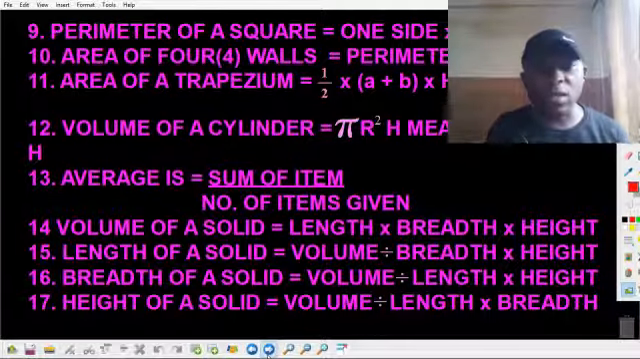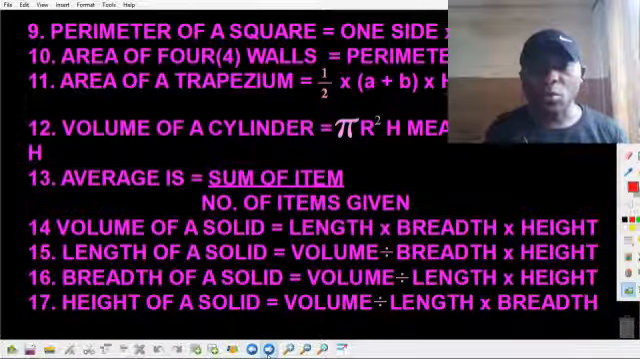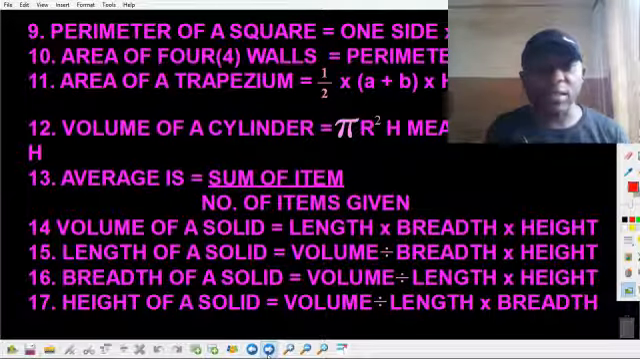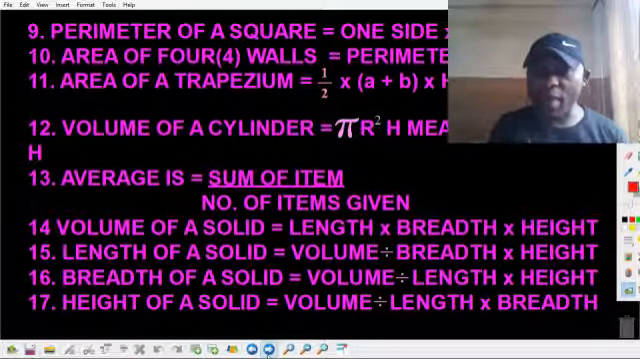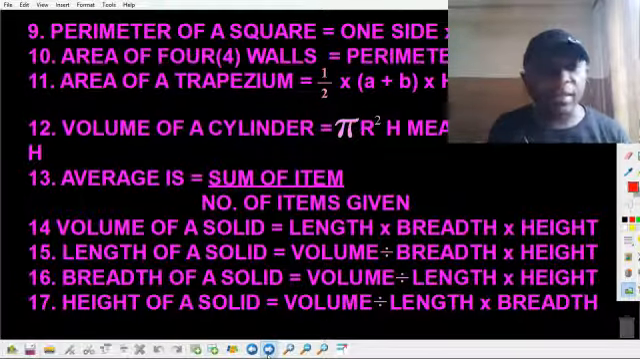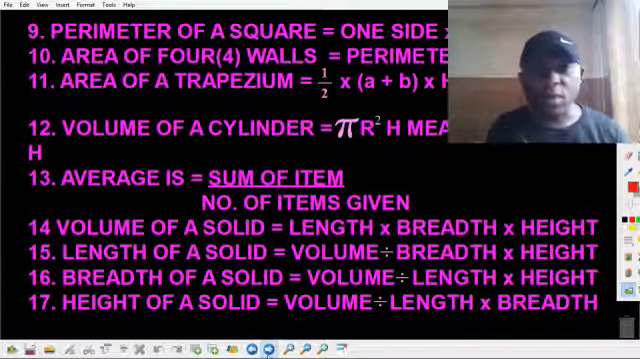Length of a solid is equal to volume divided by breadth times height. For breadth of a solid, we say volume divided by length times height. Now for height of a solid, we say volume divided by length times breadth.